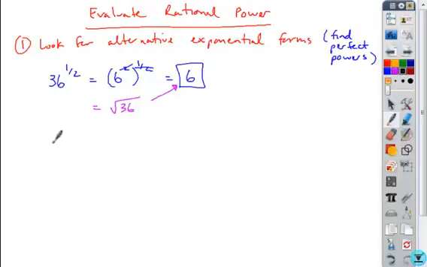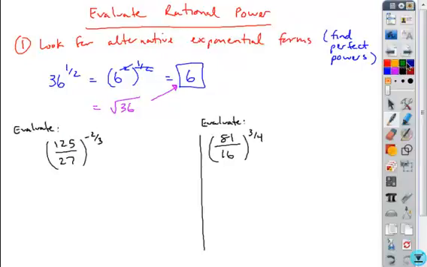Okay, so I want you to try these two examples here really quickly. Okay, when you're evaluating these, you can apply either the index first, which is also an nth root, or you can apply the power first. Okay, or you can rewrite the form. In each of these cases, I'll go through the two different ways you can approach it. So let's say you rewrite the form of this. Well, what do you notice about 125 and 27? They're both perfect what? Cubes. 125 is 5 cubed, 27 is 3 cubed.